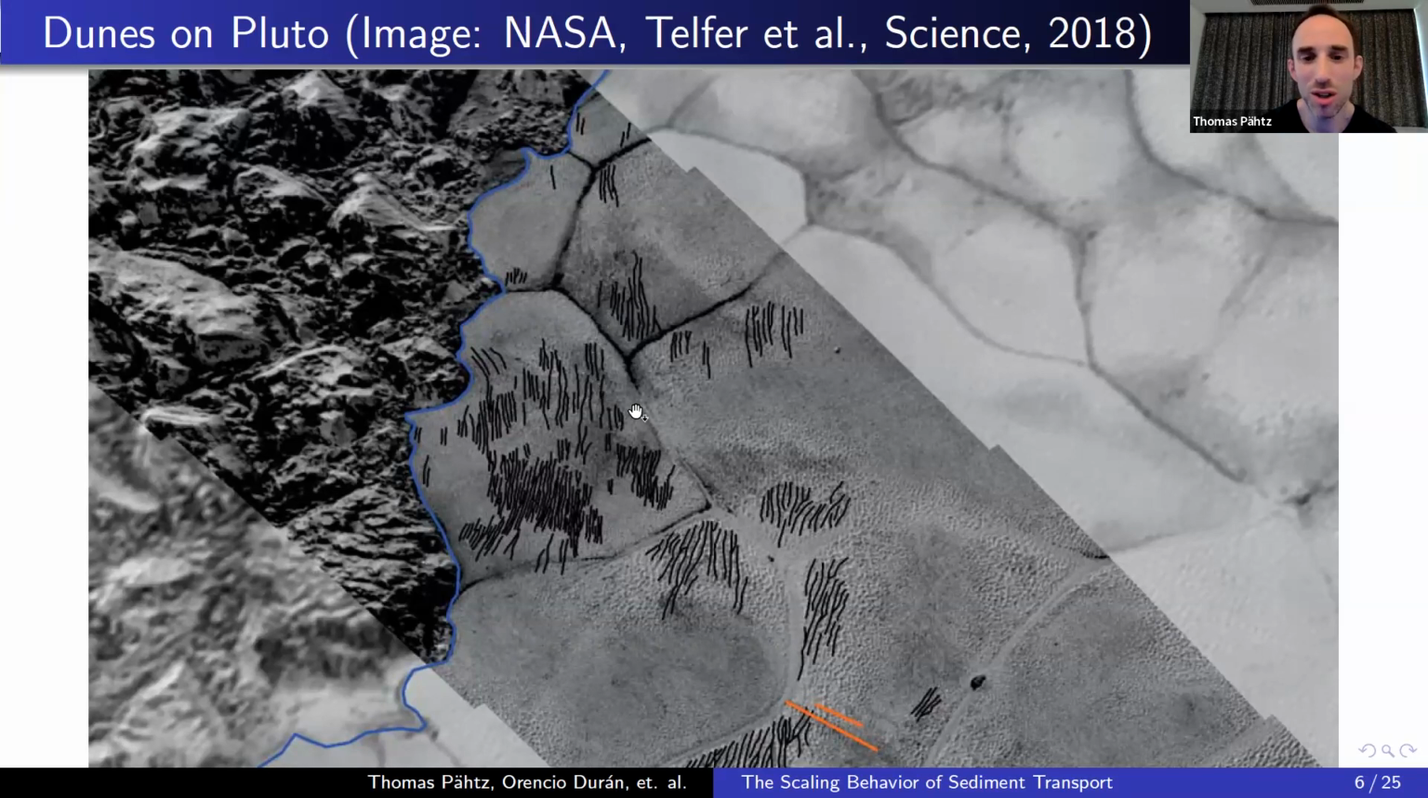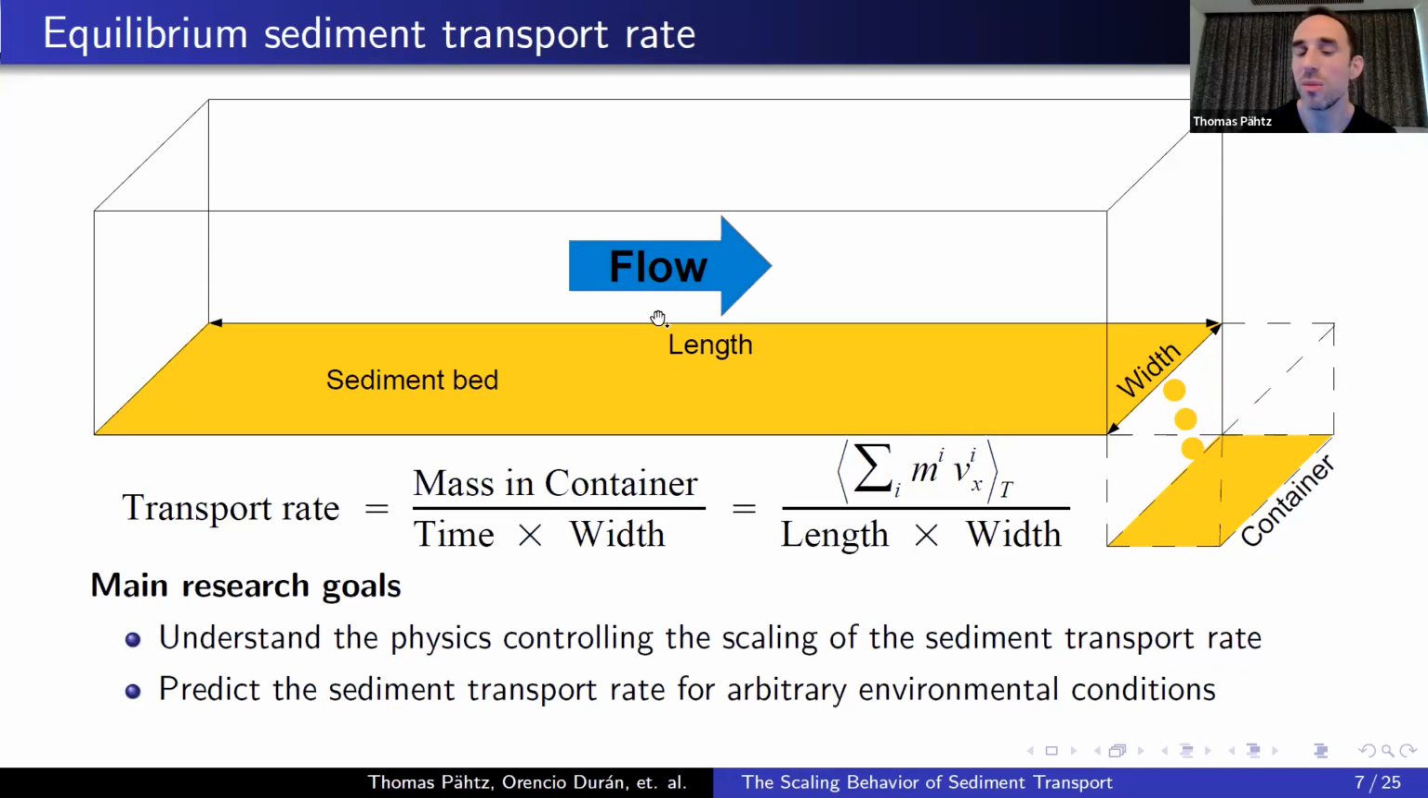So in order to predict these processes, how dunes and ripples and other bed forms form and evolve, one of the most important things one has to understand is the so-called sediment transport rate, and especially as a first step, the sediment transport rate under equilibrium conditions. So suppose you have some kind of channel, and there is a flow like wind or water driving the motion of the grains.